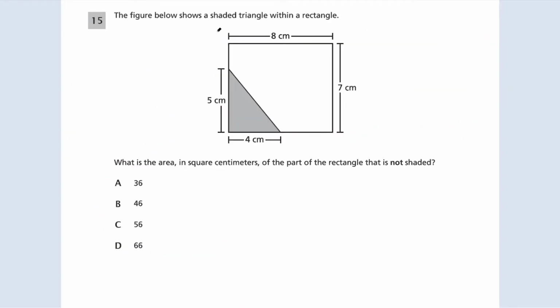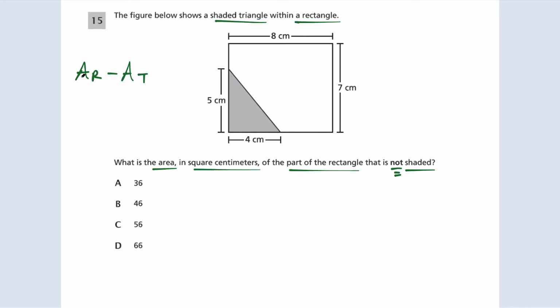Question 15, we have the figure below shows a shaded triangle within a rectangle, and we want to know what is the area in square centimeters of the part of the rectangle that is not shaded. So for this one here, we have to think very carefully. If we want the area of the unshaded part, we're going to take the area of the rectangle, so that's the entire shape here, and we're going to subtract out the area of the shaded part, or the area of the shaded triangle here. So just think about that very carefully. We want just this area. So we're taking the whole rectangle and we're cutting out this triangle.